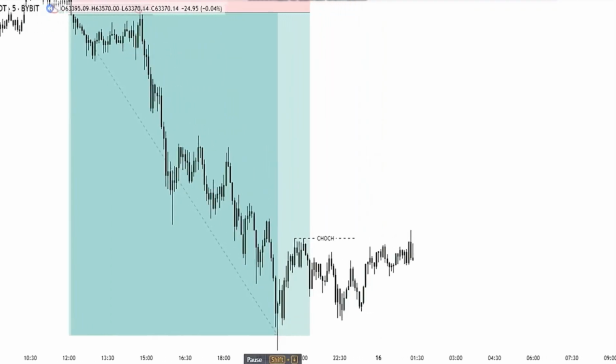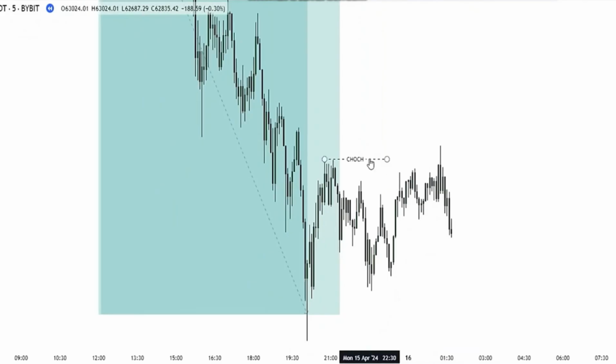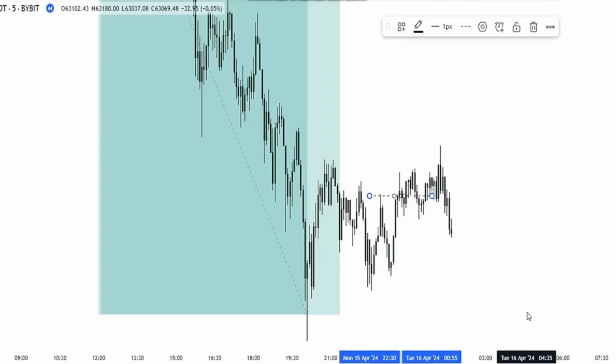Let's see it. Notice what price did now. Price shifted structure again. That is the change of character, and this tells you that price has finished the downward movement. If price wants to end the movement, it starts with a change of character, guys. And then it comes back.